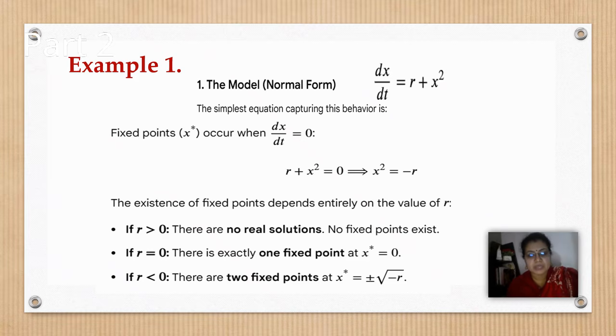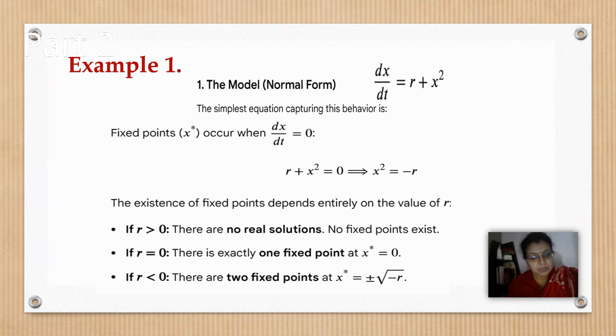So when dx/dt is equal to 0, r + x² = 0. So x² = -r. So x = ± √(-r). So we get two fixed points here. But then think of the variation of the control parameter. If r is greater than 0, √(-r) has no real solutions, so no fixed points exist in that case.